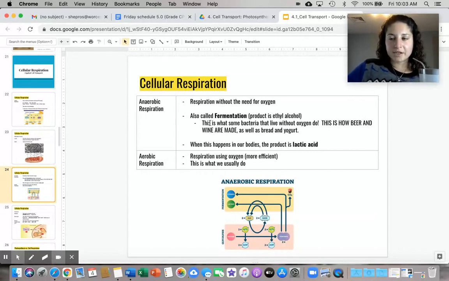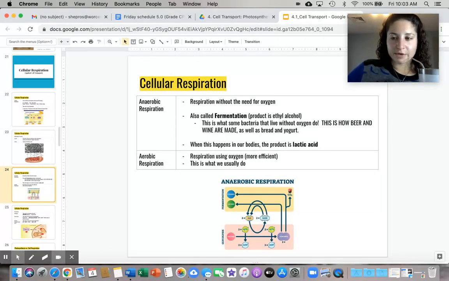Anyway, so bacteria will make ATP without using oxygen. Things like beer and wine are made through this process of fermentation, and then we also can do bread and yogurt as well. Specifically yeast for bread, it helps the bread rise, and yogurt will usually have a bacteria culture inside of it. So those are all examples of food or drink that we have that uses the fermentation process.